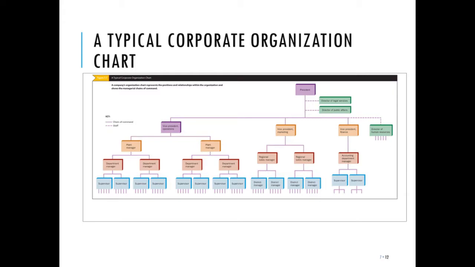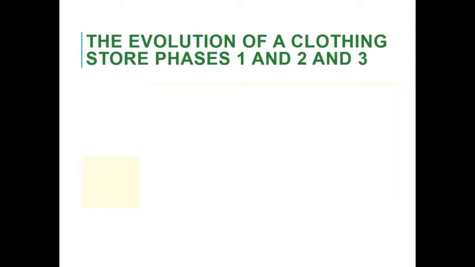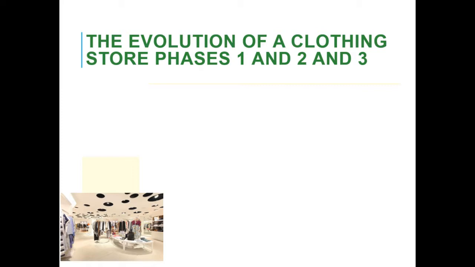We see the president on the top. We see directors, vice presidents, and we see a direct relationship, and we see some kind of more parallel relationships. The best way to begin to understand how organizational structure develops is to consider the evolution of a new business, such as a clothing store.